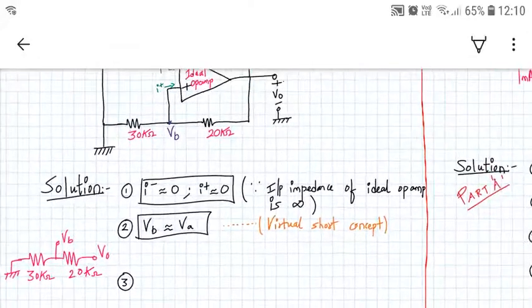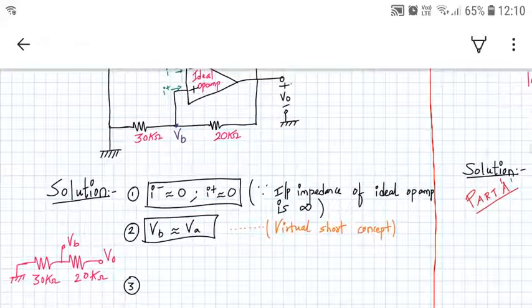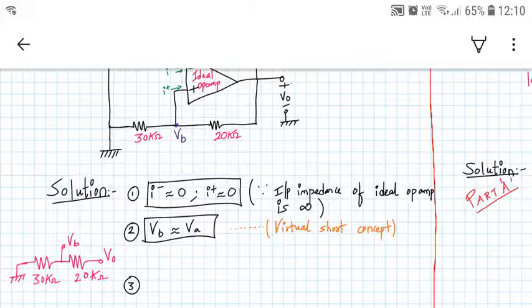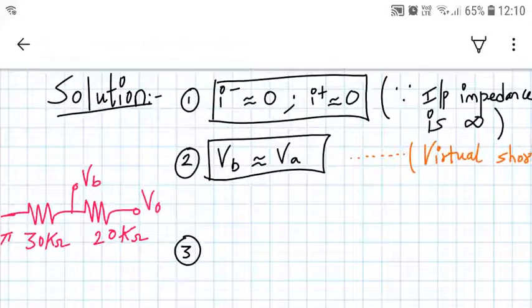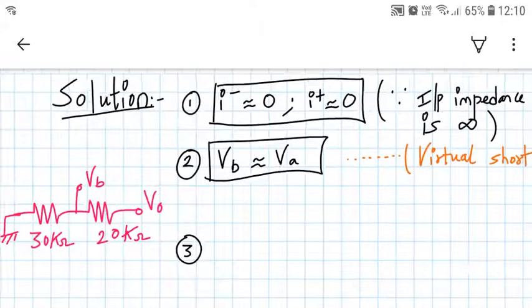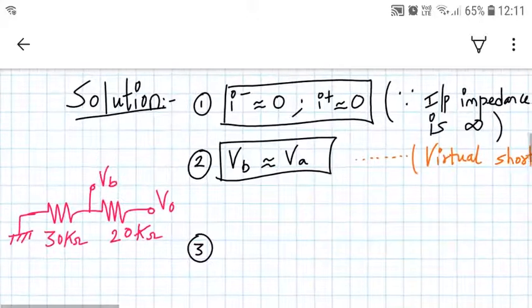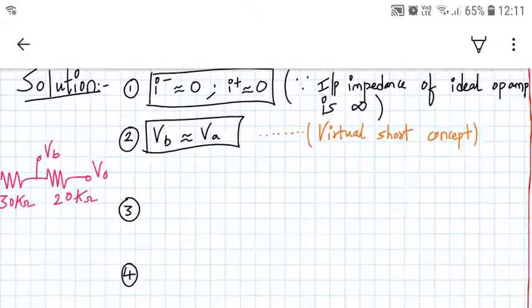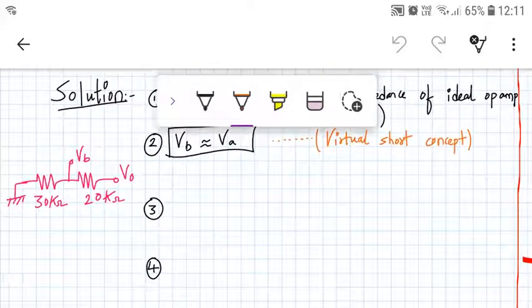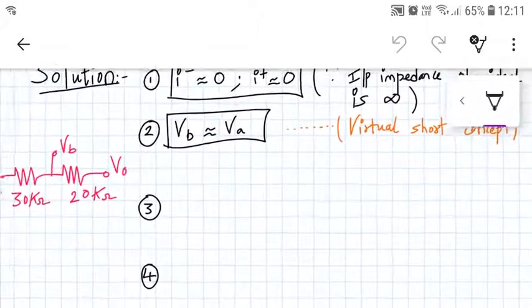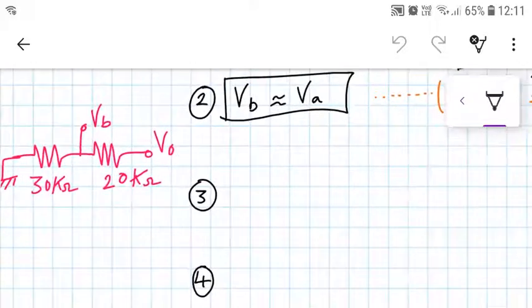Fine. Can we write V out in terms of VB? Yes. As you can see, I have taken the circuit out and drawn it over here. On the left-hand side of V out, we have connected a 20 kilo ohm resistor, and we have VB coming out from there, and then we have a 30 kilo ohm resistor. This is nothing but a basic voltage division concept. So we can write VB in terms of V out. How will it be?